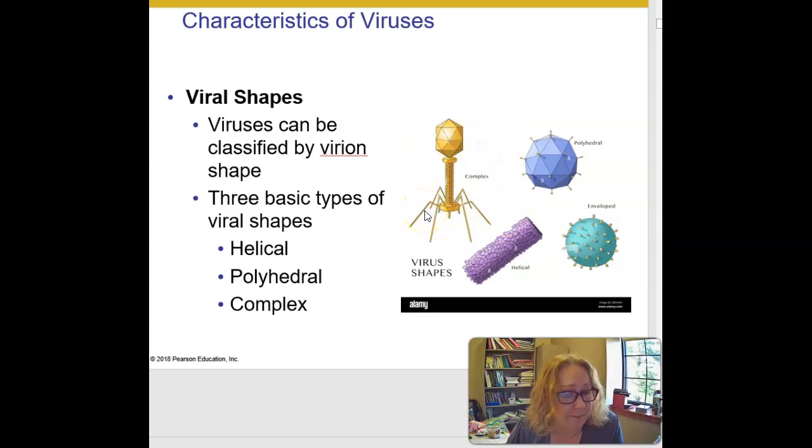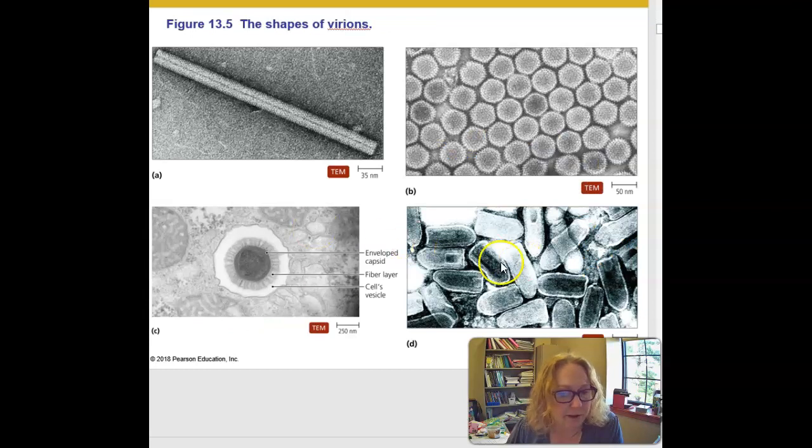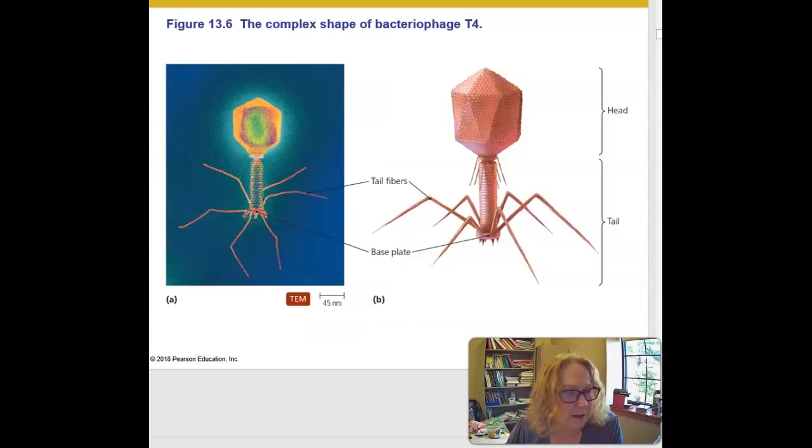Viruses can be classified by virion shape. There are three basic types: the helical shape, the complex shape, and these are both the polyhedral shaped. So you'll see that also on your note cards, how they're shaped. This is what they look like in real life. Here's your bacteriophage. This is the kind that you see a lot because it has a little head and a tail, and then it sends the genome out through the bottom. It's very cool.